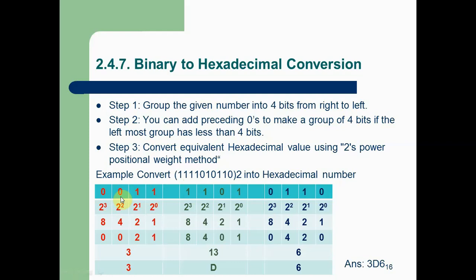After that, we find the equivalent decimal number for each group using the 2's power of positional notation. So 2 power of 0, 2 power of 1, 2 power of 2, 2 power of 3. Again for the second group I use the same method. After writing the positional values, write the weight value, multiply it with the binary digit, and then add the numbers. So here you can see one number is 13, another is 3, and 6.